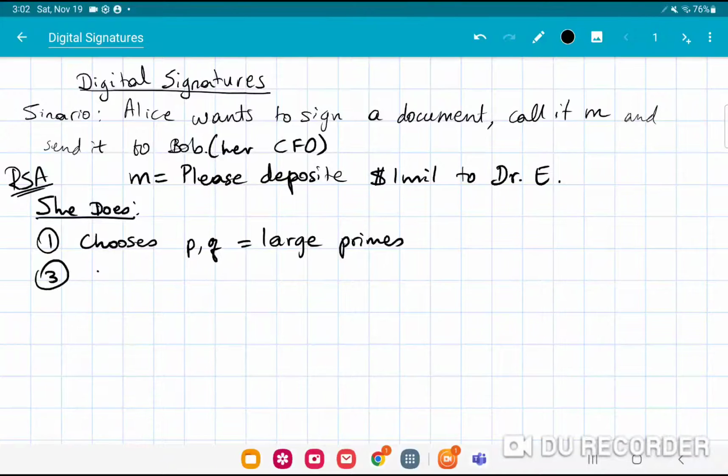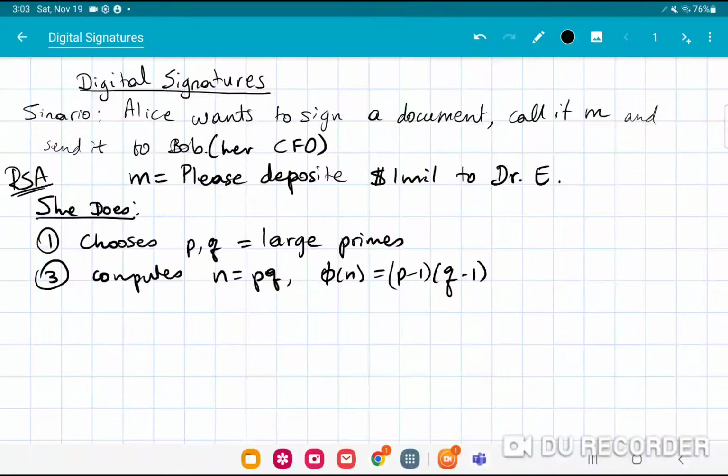And computes n, p times q, and phi of n, which is p minus 1 times q minus 1. Okay, she keeps the phi of n secret. She's going to make n public. Okay, so that's the second step.